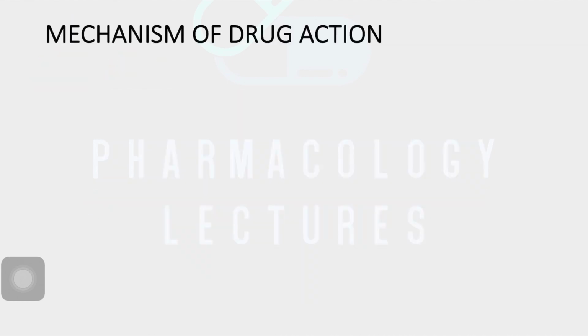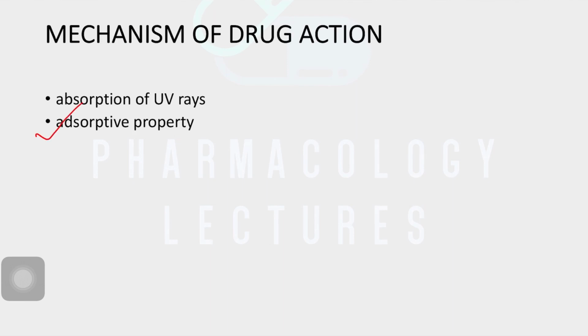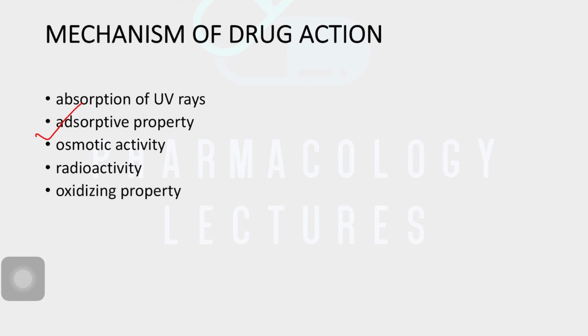Now, how this drug produces its action is also called the mechanism of action, and you'll hear this term throughout these pharmacology lectures. There are different ways. Some drugs absorb UV rays and produce their action. Some have an absorptive property, preventing absorption. Some produce osmotic activity. Drugs act by radioactivity as well, oxidizing property, neutralizing property. For example, antacids, which are used in an acidic environment.